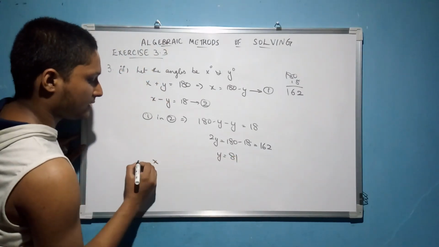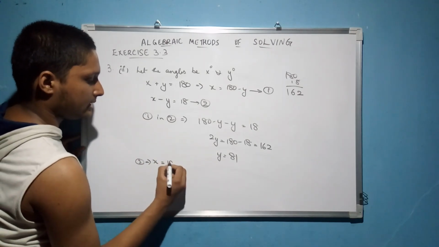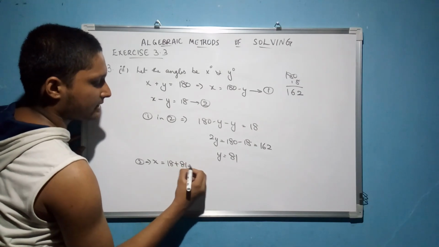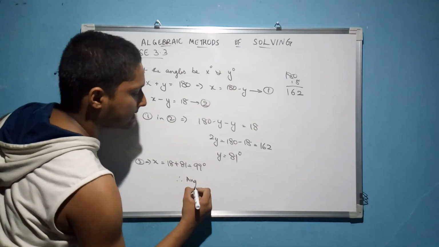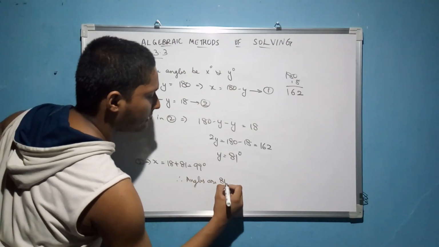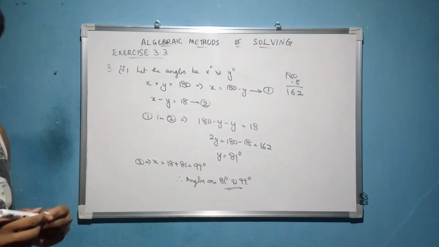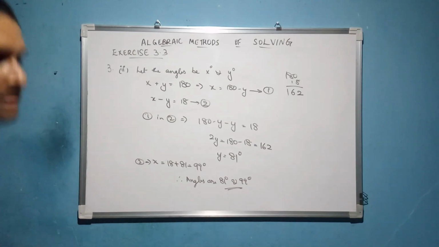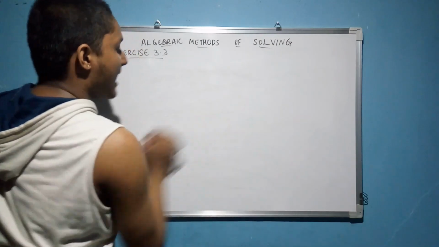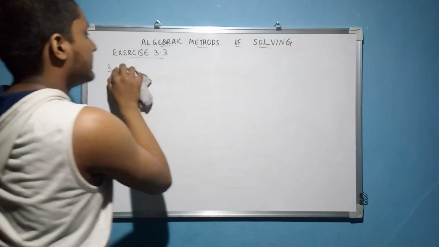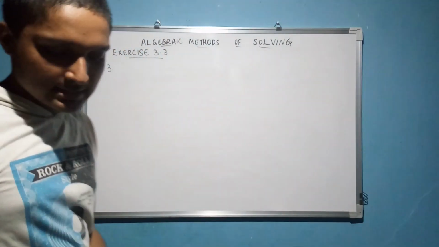What is x then? From equation 2, x is going to be 18 plus 81, that is 99 degree. Therefore, the angles are 81 degree and 99 degree. Now you have your third subdivision. The third subdivision is about again the bat and ball questions. That question had also come very similar to that in the previous exercises also.